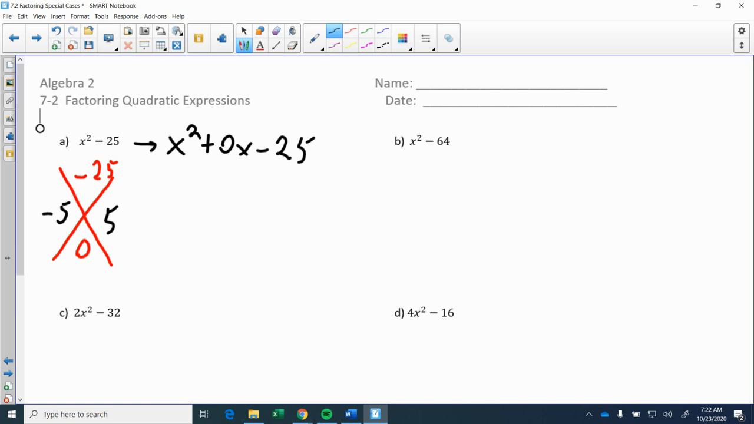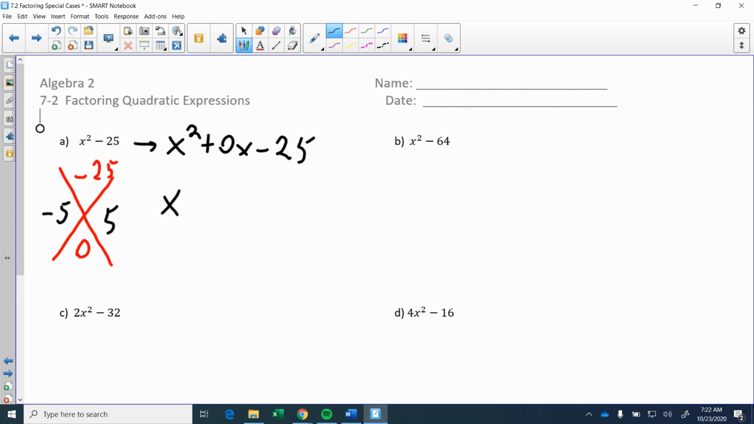One of the ways to think about these problems is that to get a 0 on bottom, I'm going to need the same number just with opposite signs. I couldn't have a 6 and a 4 because no matter what, they'll never add up to equal 0. The only two numbers that add up to equal 0 are the same numbers with opposite signs. So in this case, I end up getting negative 5 and 5.